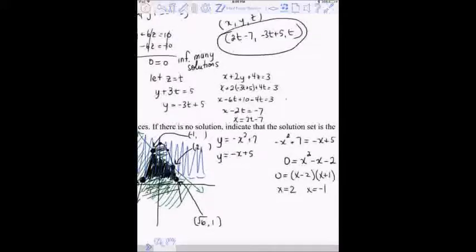So when x equals 2, y equals, now I'm going to refer to this expression, it's the opposite of x plus 5, so it's negative 2 plus 5, which is 3. So that's the point 2 comma 3. When x equals negative 1, we're going to get y equals, I'm going to refer to that again, the opposite of x. X is already negative 1, then the opposite is going to be positive 1 plus 5, which is 6. So that's the point, negative 1 comma 6.